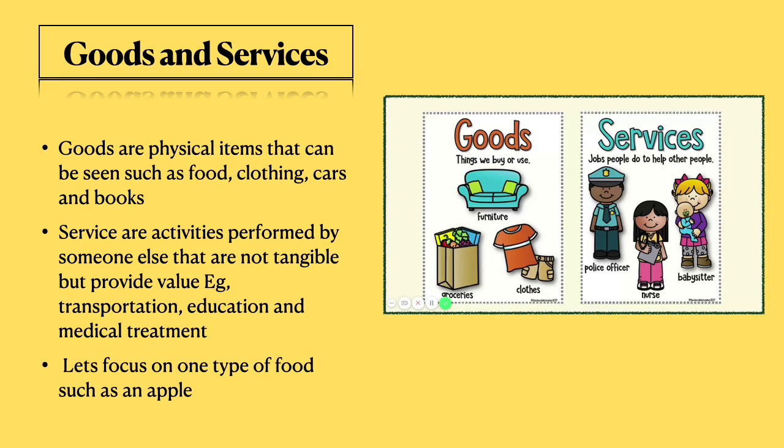Goods are basically physical items that can be seen, such as food, clothing, cars, and books. Whilst on the other hand, services are activities performed by someone else that are not tangible, that cannot be touched or seen, but they provide value. For example, I'm teaching you now, I'm educating you, I'm adding value to you. So that is a service I'm providing.